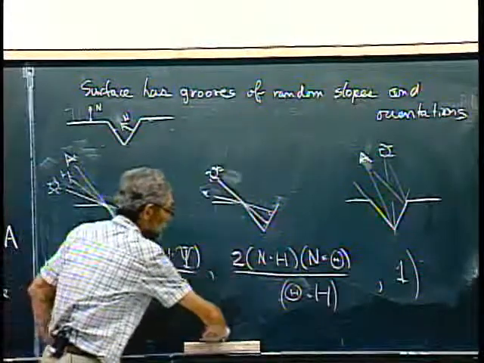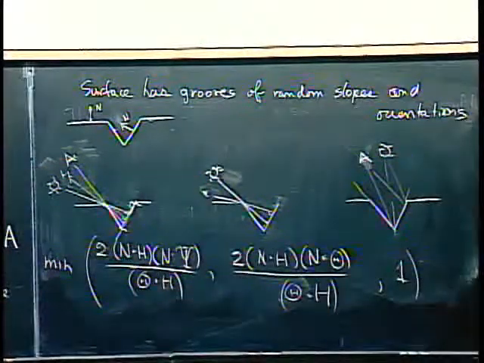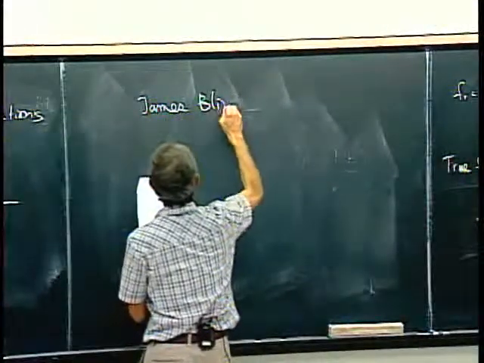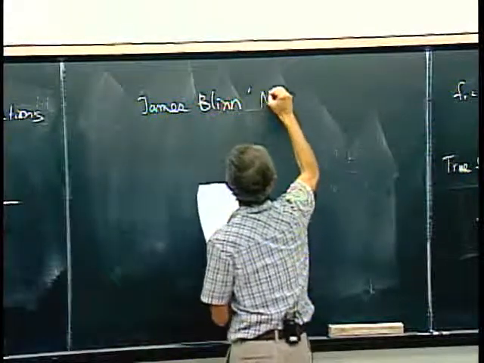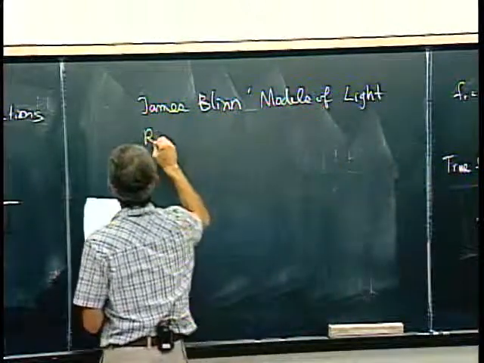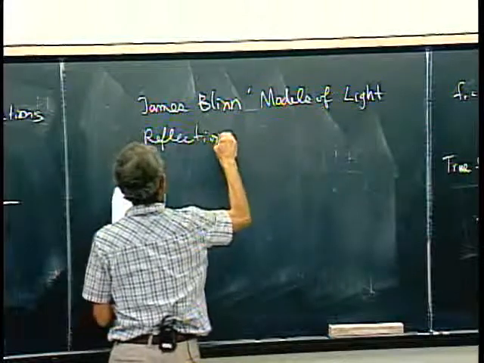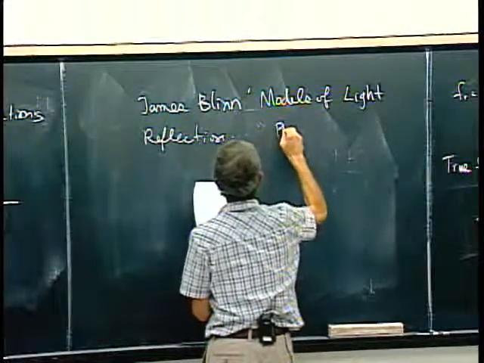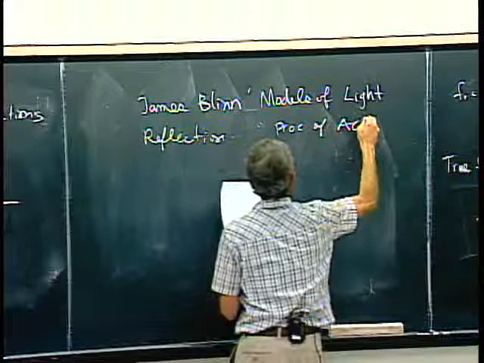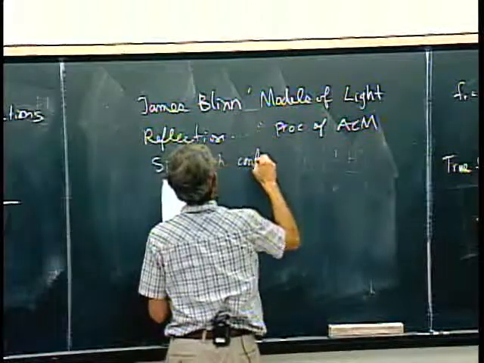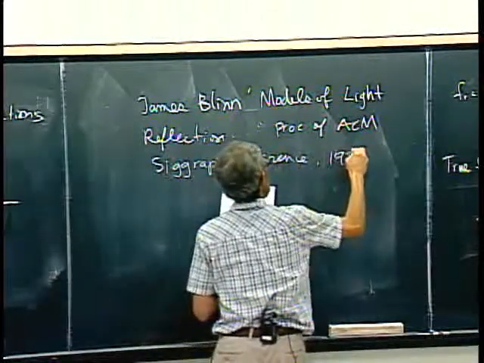And the derivation of these formulas you can find in a 1977 SIGGRAPH paper. James Blinn, "Models of Light Reflection for Computer Synthesized Pictures," in the proceedings of the ACM SIGGRAPH conference in 1977. He's got a good derivation.